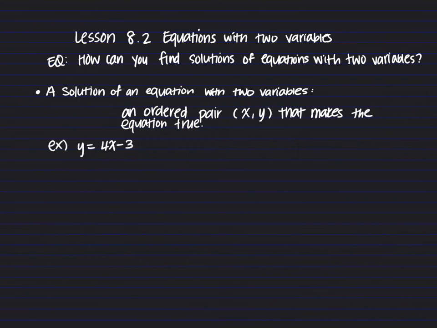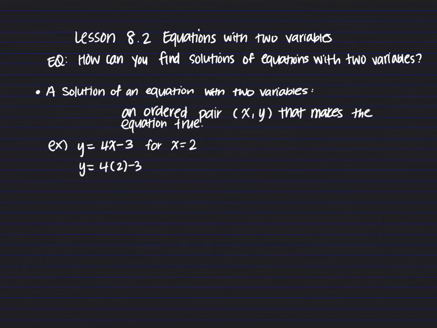Let's say I have an equation with two variables, y equals 4x minus 3. Let's say I want to find a solution when x is 2. That means I already have my x value and I have to find the y value that would make this equation true. My first step is to replace the x with my given number, 2.